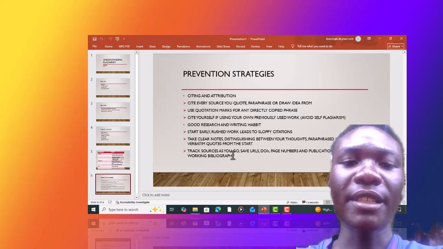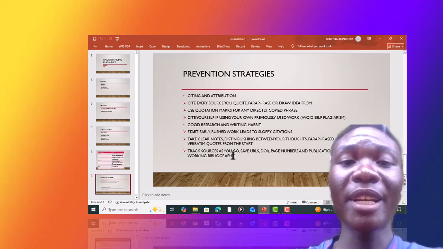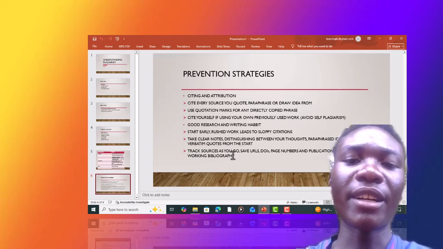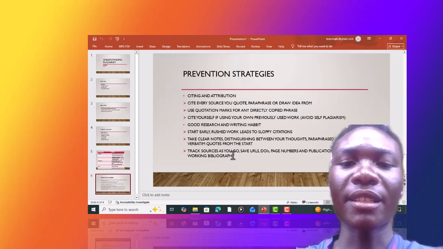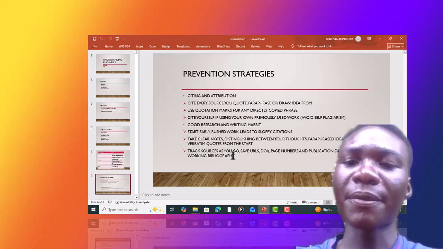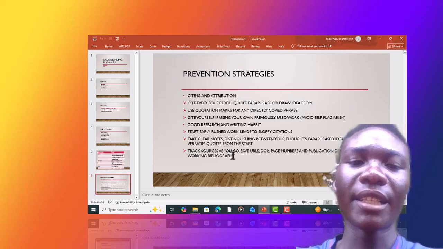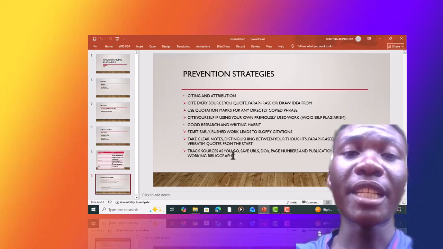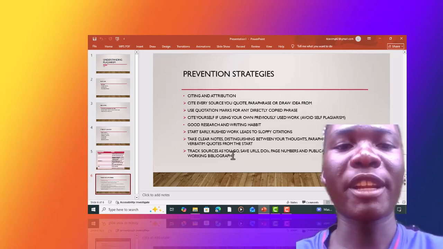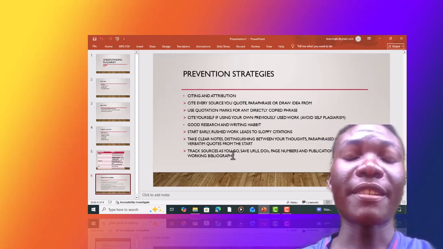Now track sources as you go by saving the URLs, DOIs, which are document identifiers. Note the page numbers and publication dates in a working bibliography. So these are the basic ways we can prevent plagiarism.